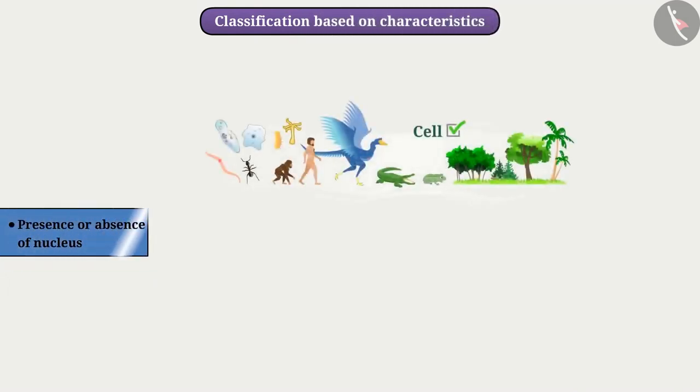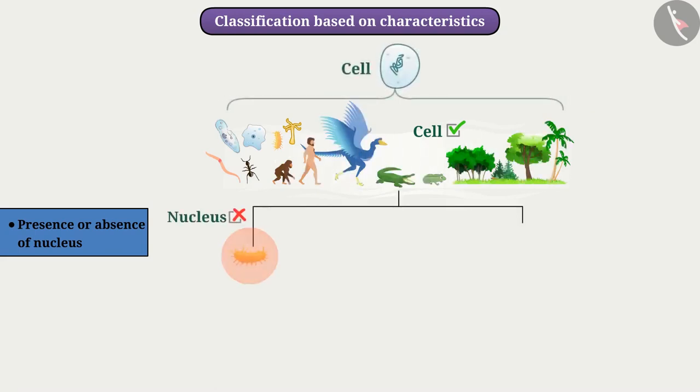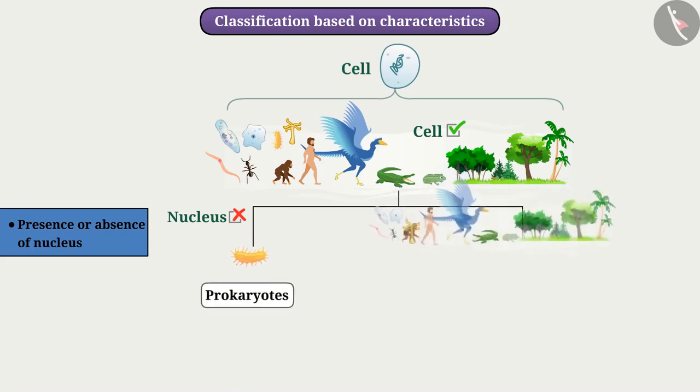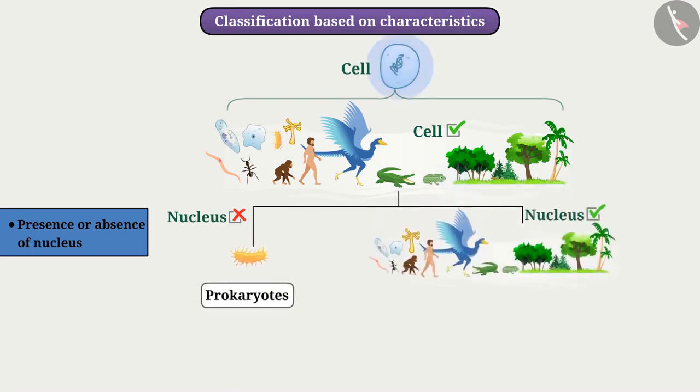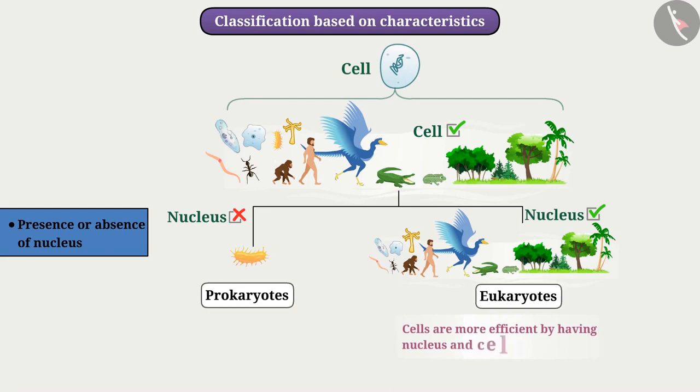Let us now discuss the characteristics on which we do the classification. Presence or absence of nucleus. Cells of some organisms do not have a nucleus. These are called prokaryotes. Organisms that have nuclei in their cells are called eukaryotes. Cells are more efficient by having a nucleus and cellular structures.